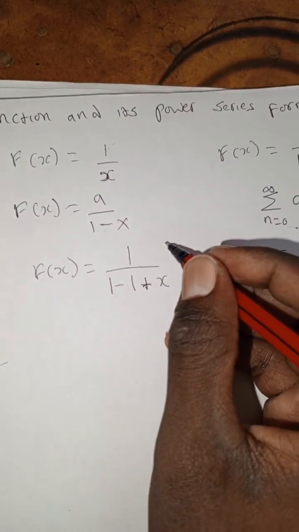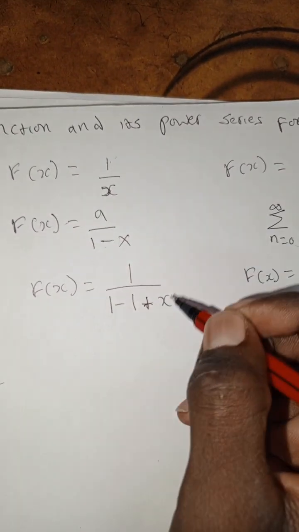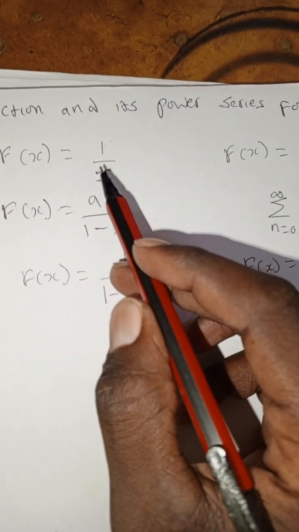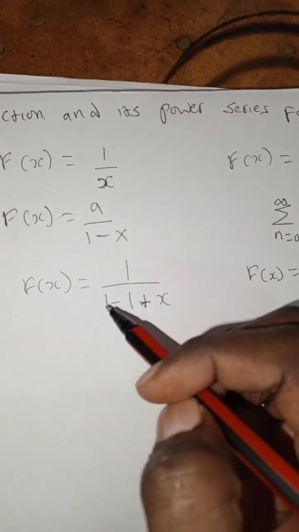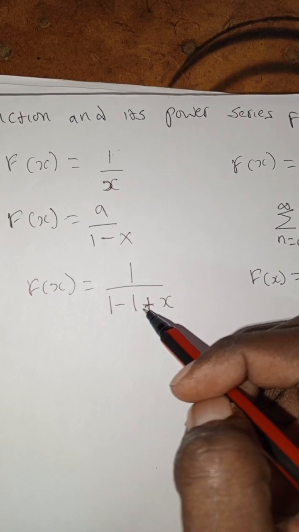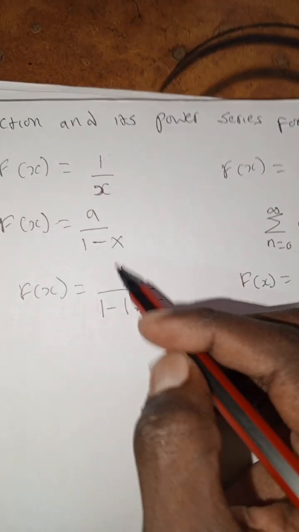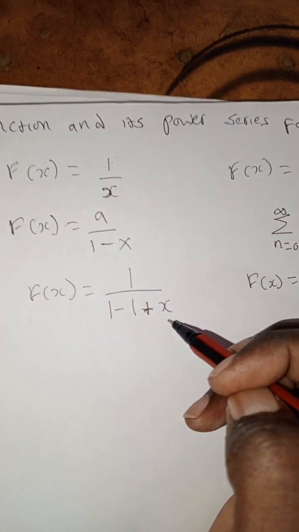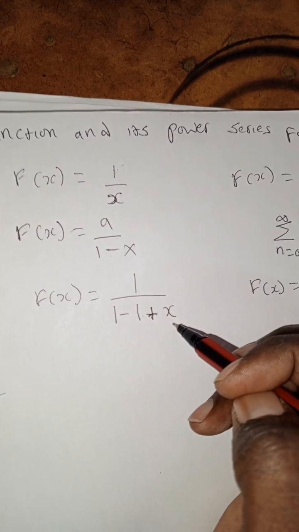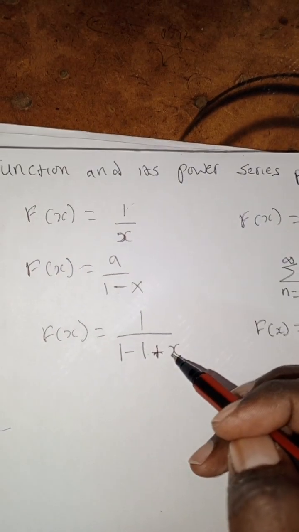Now, you can all agree with me here to say that this function is still the same with that. Let me show you to say 1 minus 1 is still 0. 0 plus x is still x. So this is still the same as 1 over x.